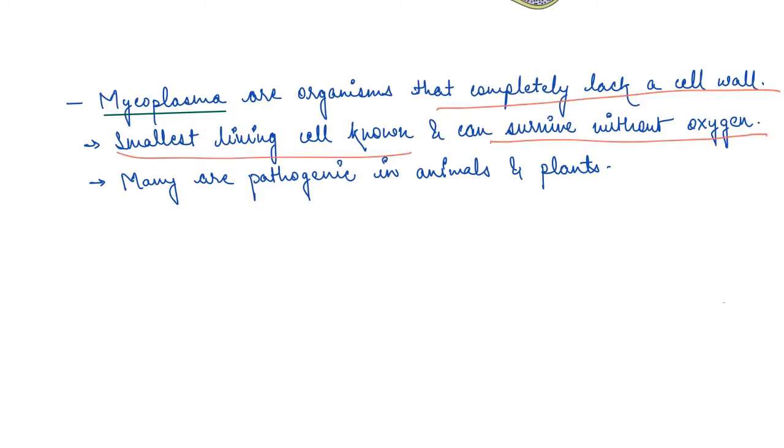And they again are pathogenic in animals and plants. A lot of Mycoplasma are pathogenic in animals and plants. So with this, we come to an end of the first kingdom of 5 kingdom classification given by Whittaker, which is kingdom Monera.